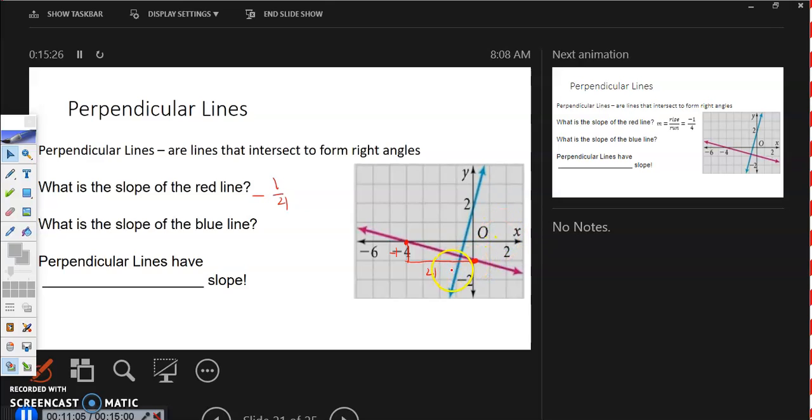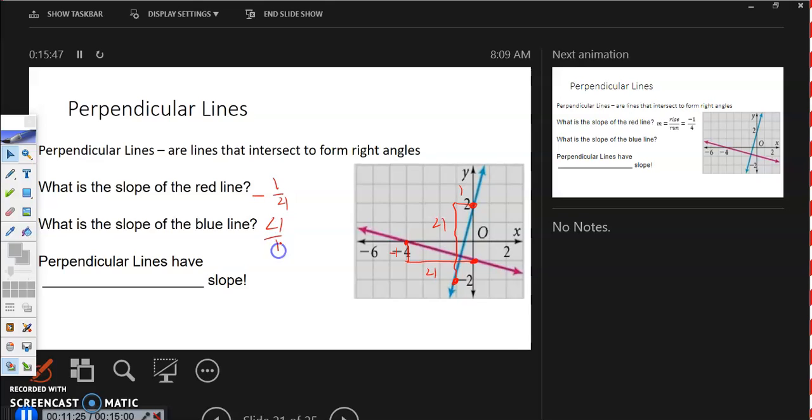The blue line is going to be, let's see here, we're going to use the y-intercept of 2. And you're going to use the point negative 1, negative 2. So we'll look at the rise again. The rise is 1, 2, 3, 4. The run is 1. So slope is 4 over 1.